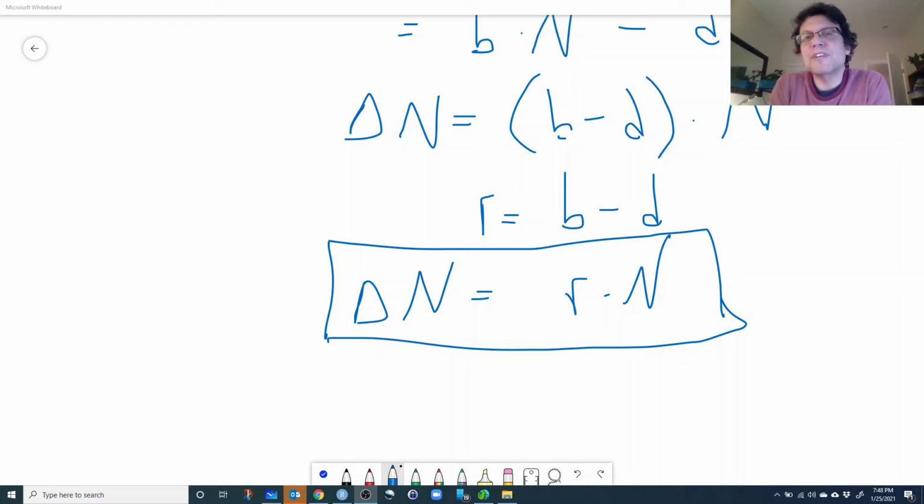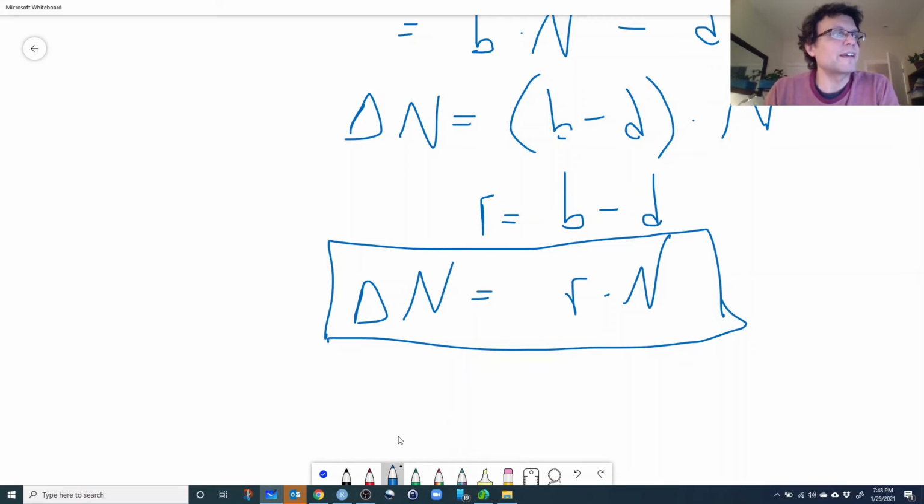And there's a critical distinction here between populations that are growing and populations that are declining. We can look at the r value and immediately determine whether a population is growing or declining. If r is greater than 0, then births outweigh the deaths and the population is growing. If little r is negative, then deaths outweigh births and the population is declining. All right.